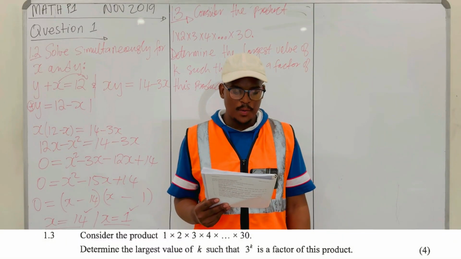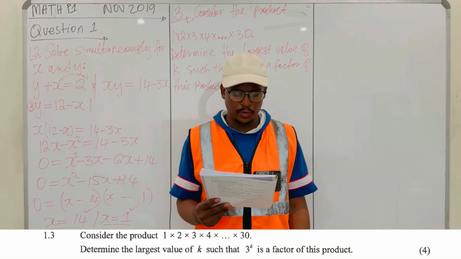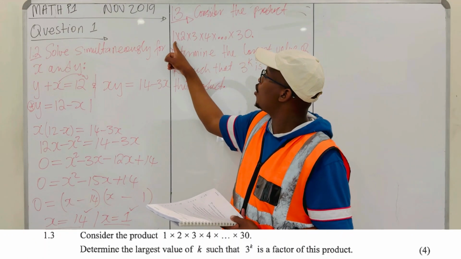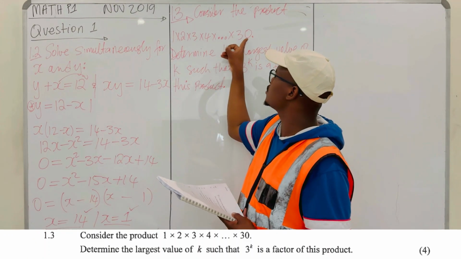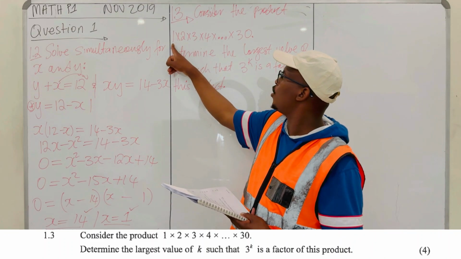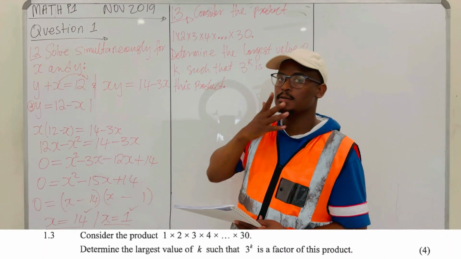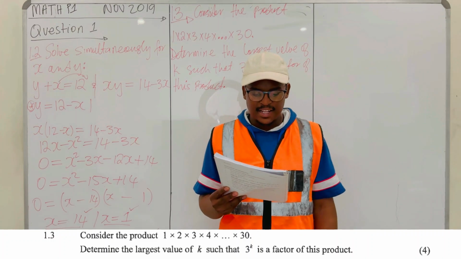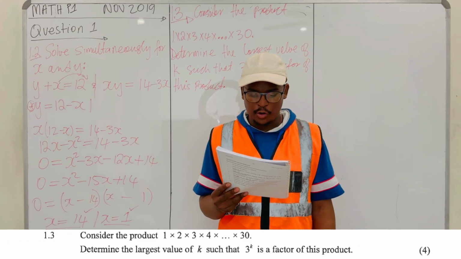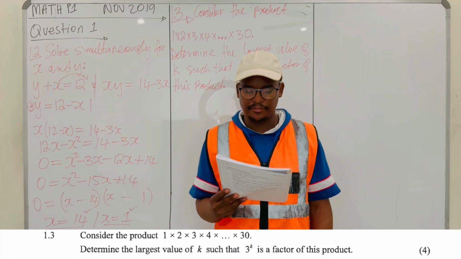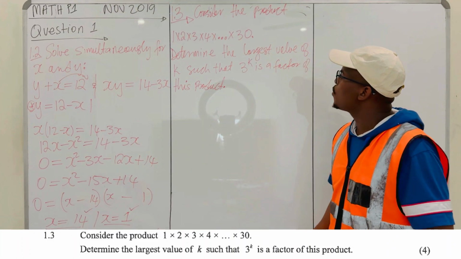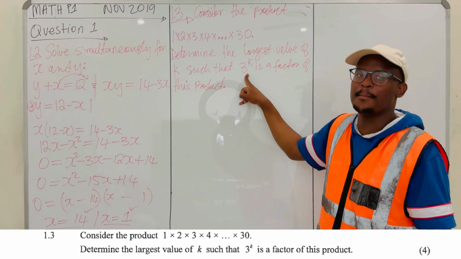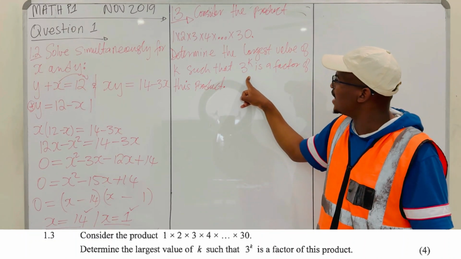Okay, so now we're doing 1.3. 1.3 reads as follows. They are saying consider the product. They have multiplied all natural numbers from 1 to 30. So they wanted us to think about this product, right? They are saying determine the largest value of k so that 3 raised to k is a factor of this product. So they want the largest value of k so that you have the largest possible number like this that is a factor of this product.